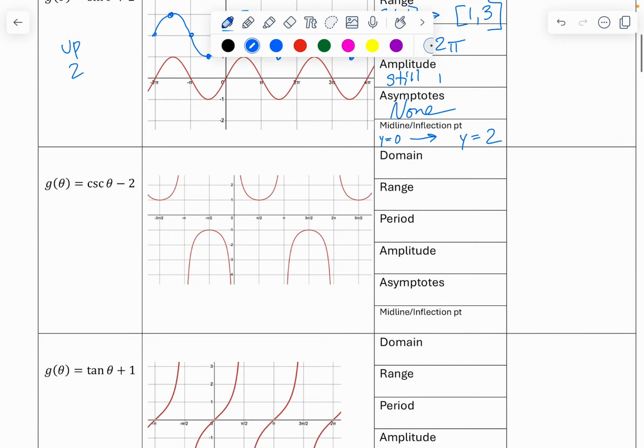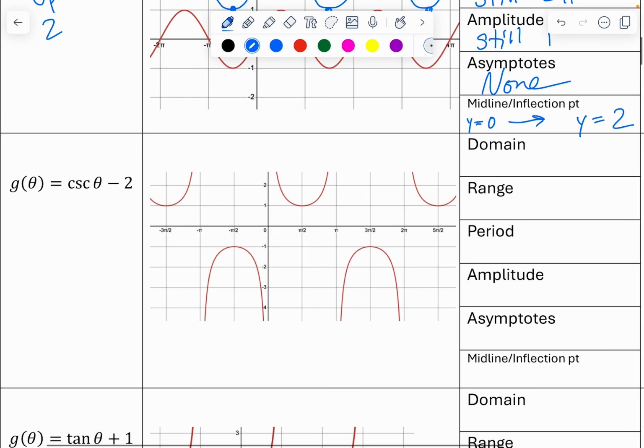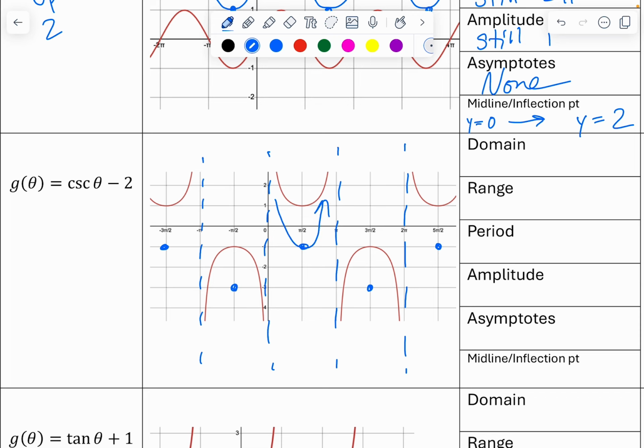So the next one, with cosecant, we're taking this graph and moving everybody down 2. So what was at +1 will go to -1. What was at -1 goes to -3. And so I'm moving all of these down. But my asymptotes, which weren't drawn in but are there, didn't change. And so this is now opening up, and this is now going down. I don't know why I picked random ones to graph.